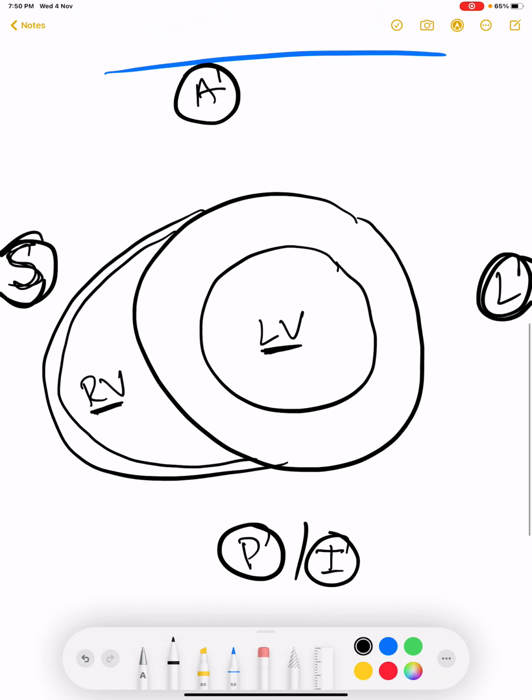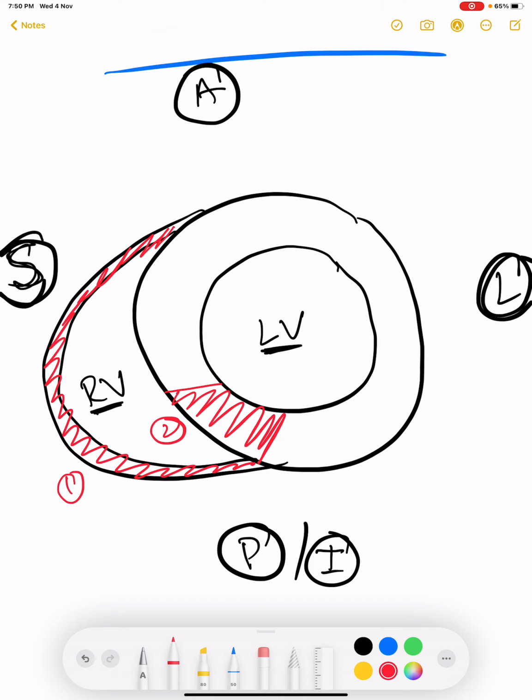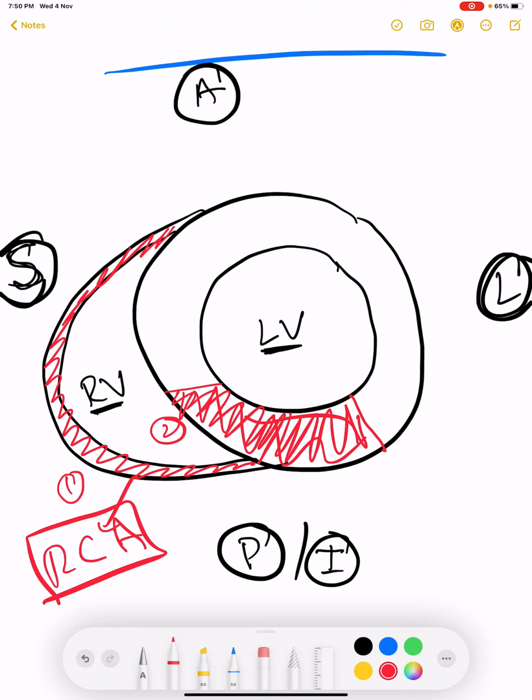We know that in the case of RCA, let's label RCA with the red color. RCA will supply all of the right ventricle, the posterior portion of the septum, and the posterior and inferior wall. So this area will be supplied by the RCA, right coronary artery, in red.